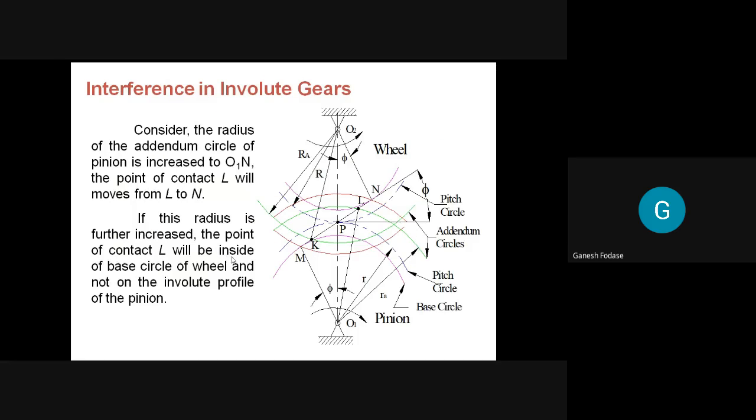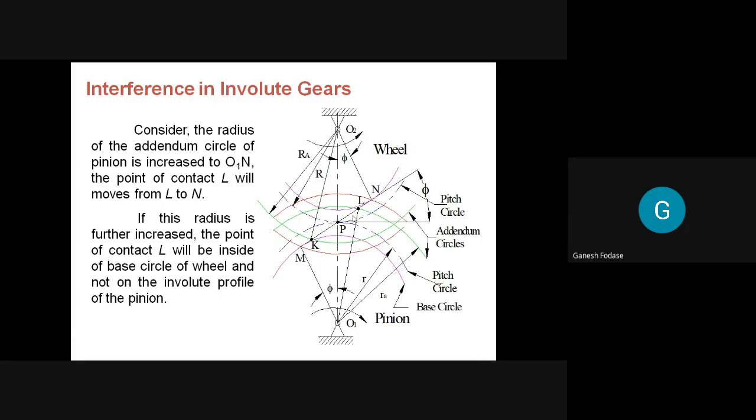Now we need to see some conditions to avoid interference. So try to understand this diagram first. In this diagram, you can see different circles shown for a pinion and gear. This is the pinion, which rotates about the center of rotation O1, while this gear or wheel rotates about the center of rotation O2, with angular velocities omega1 and omega2. Assuming external meshing, they will rotate in opposite directions. Which circles are considered here? This one is the base circle, the pink one, then this is the pitch circle. So the base circle, pitch circle, and the two addendum circles are shown.